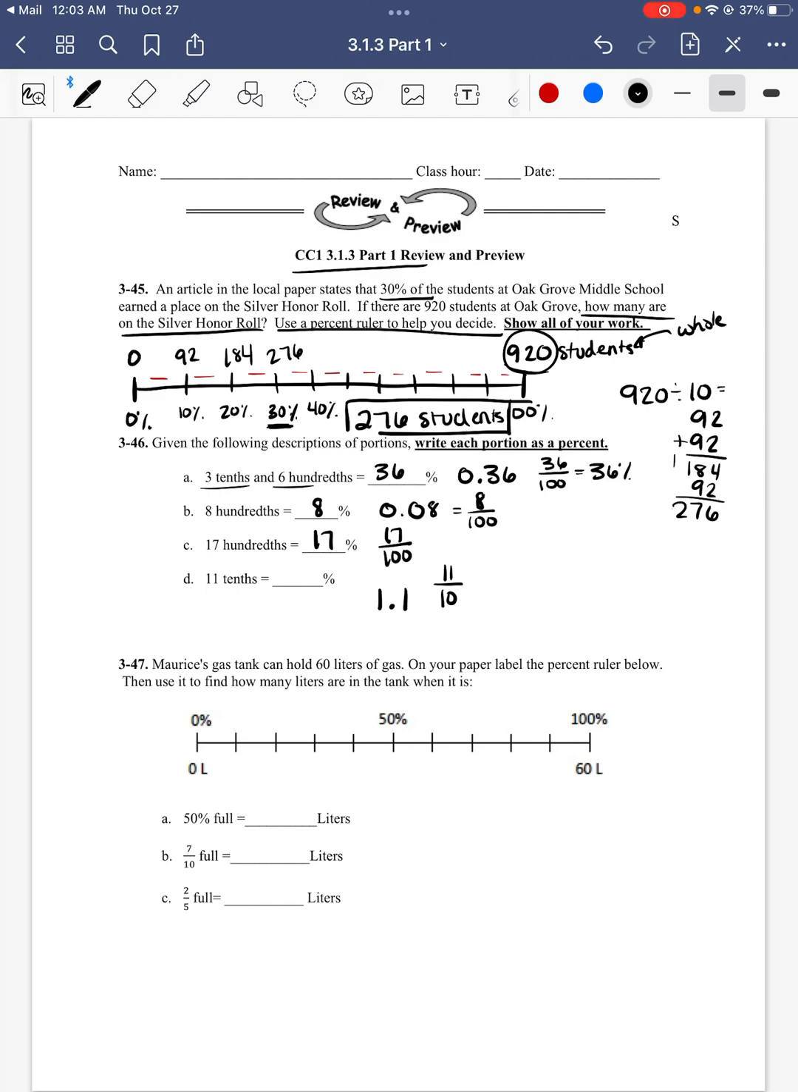11/10 would be this. Now, if I use my giant 1 to help me get it out of 100, I have to multiply it by 10 in my giant 1. 11 times 10 is 110. This is 110%.